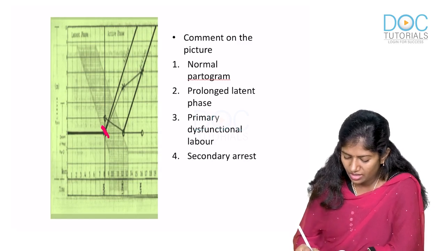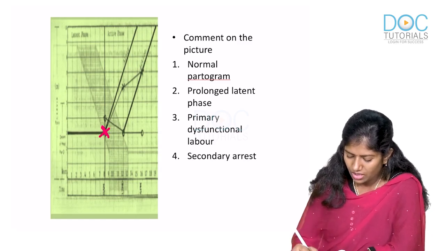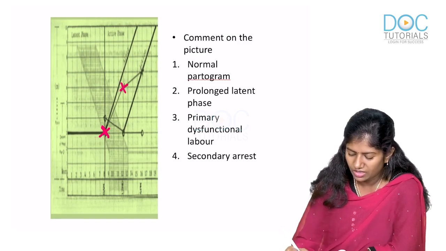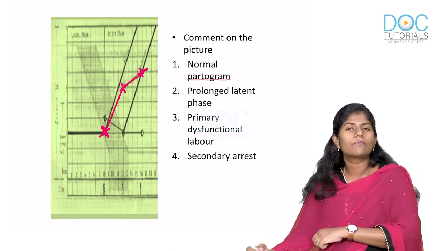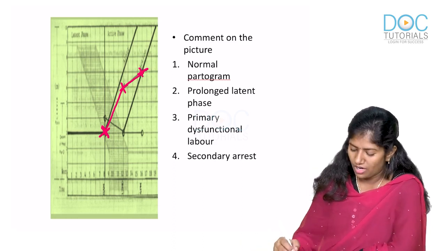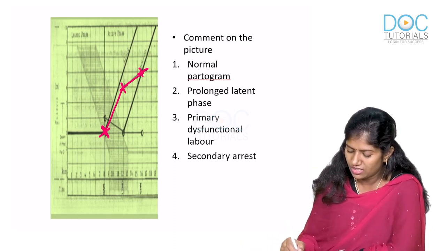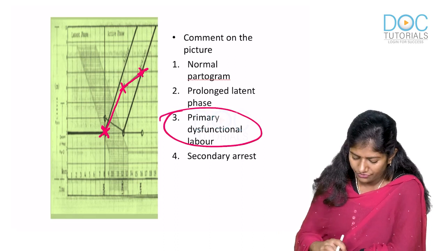See this one. Here is where the alert line begins. Here one X is on the alert line. The next X is to the right of the alert line. The next X is touching the action line and the curve is going like this. Okay. This is primary dysfunctional labor.